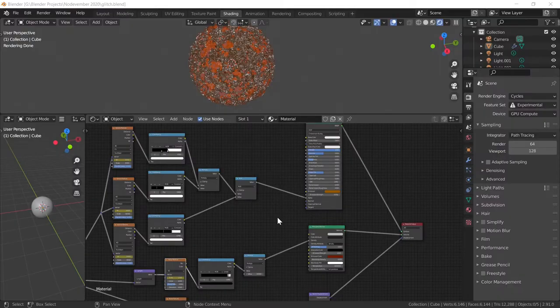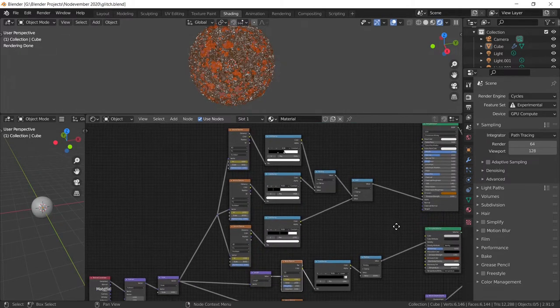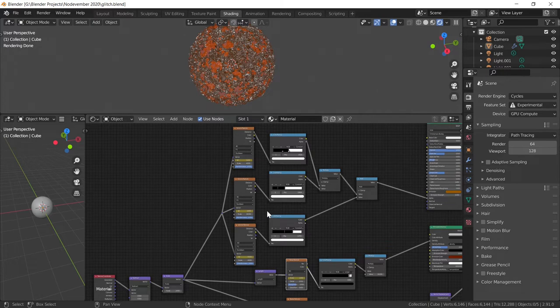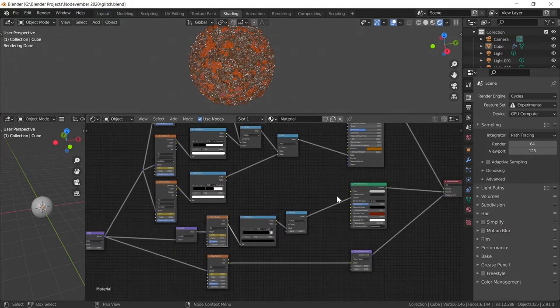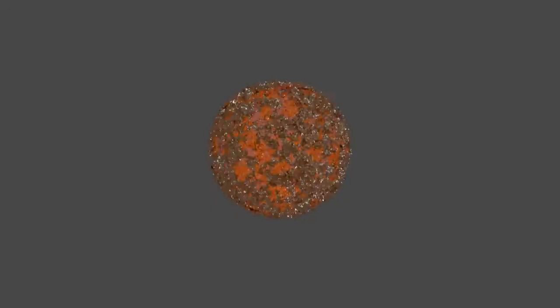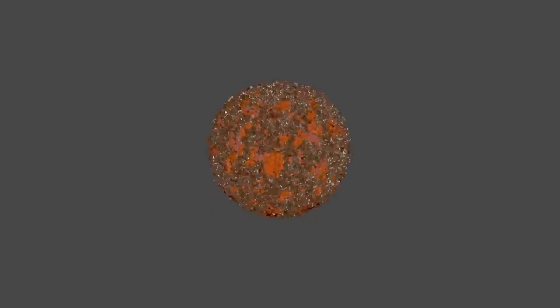Glitch. This is another one where I used both a volume and a surface shader. Basically, we're just piercing the alpha layer here with this, and then I don't really know what I'm doing with the volume. It's maybe not super noticeable.